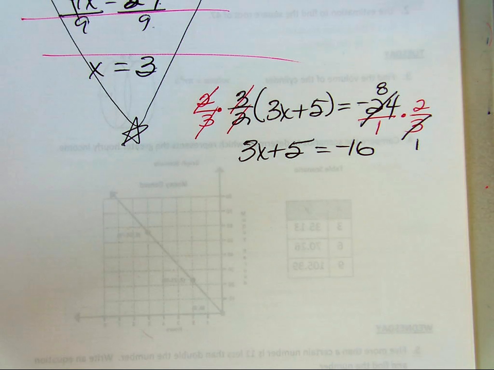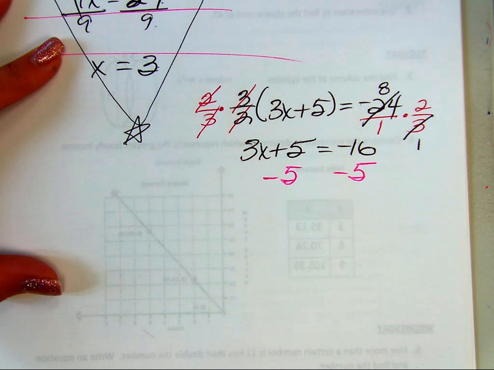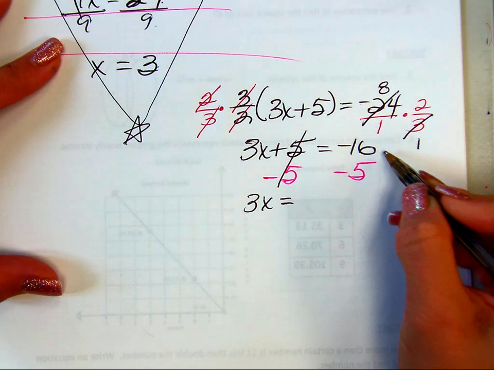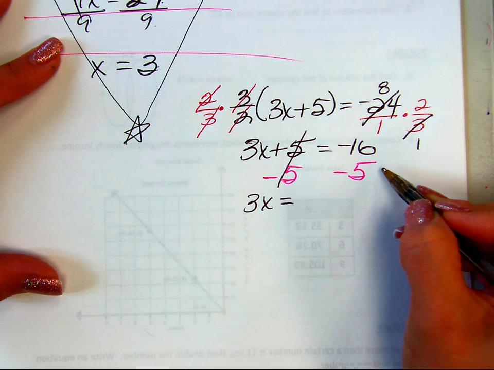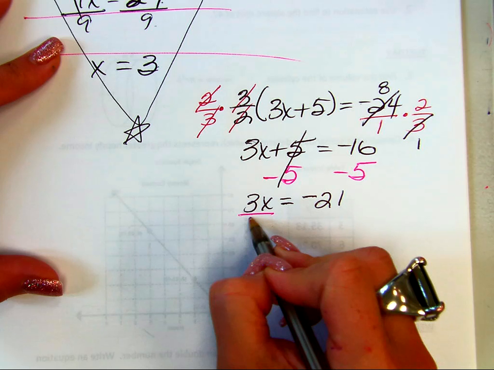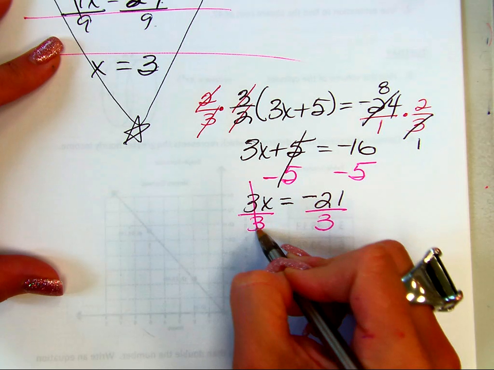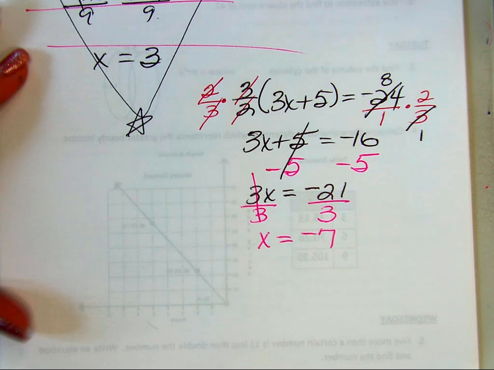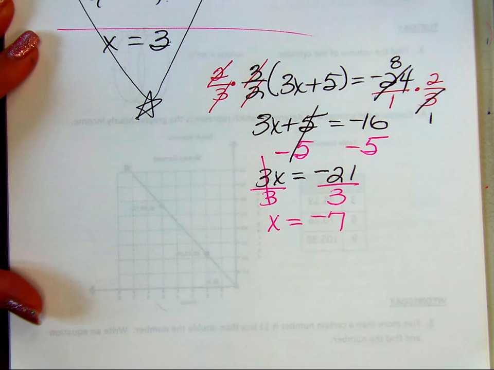And then we undo what's being done to the variable, which is basically order of operations in reverse. So normally we would multiply or divide, but because we're undoing, we're going to do the constants first, which is your addition and subtraction, which leaves you with 3x. Same signs, add and keep. Then the division property of equality. X is equal to negative 7.